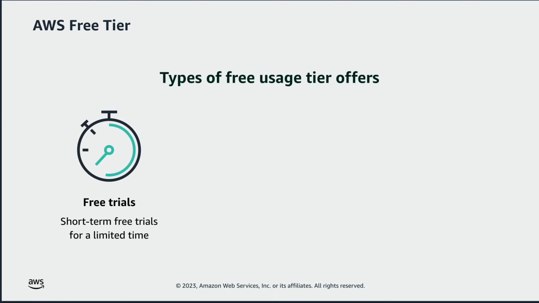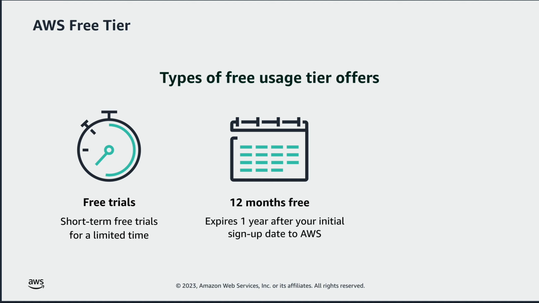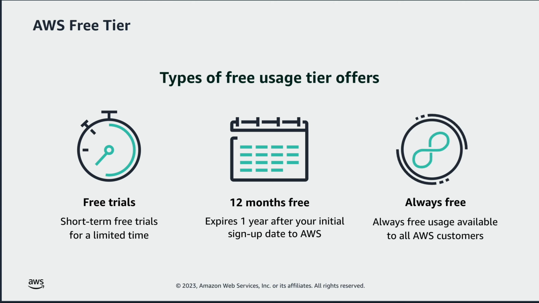The free trials are short-term free trial offers that start from the date that you activate a particular service. There's also a 12-month free offer that expires 1 year after your initial sign-up date to AWS. There are some always free tiers that do not expire and are always available to all AWS customers. These always free offerings are often based on basic configurations and quotas. Please note that the free tier 12-month offering doesn't cover high-performance compute instances.